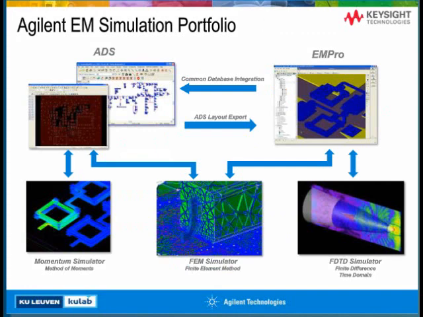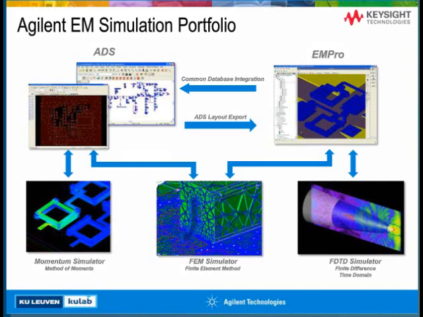Speaking of the EM solutions, from Agilent we offer 2 design platforms. One is ADS and the other is EMPro. MOM and FEM technologies are accessible from the ADS environment, and FEM and FDTD from EMPro.